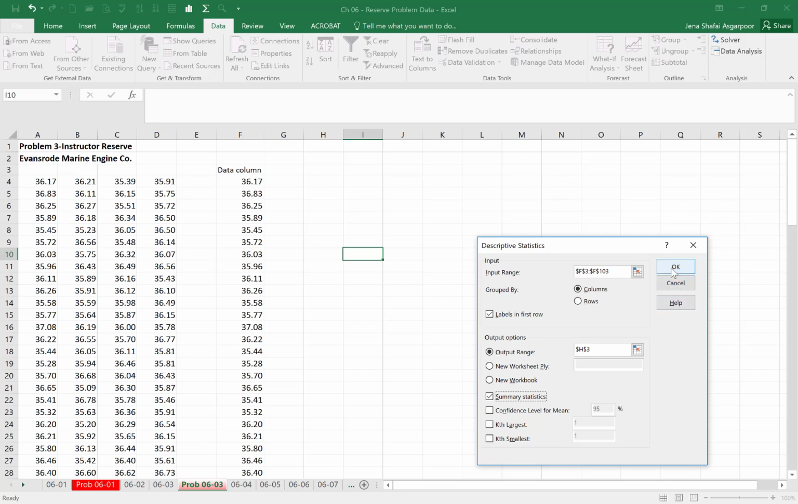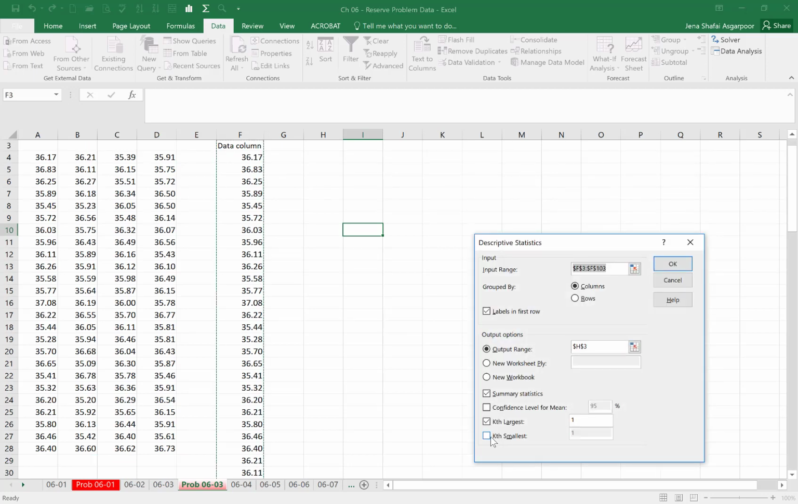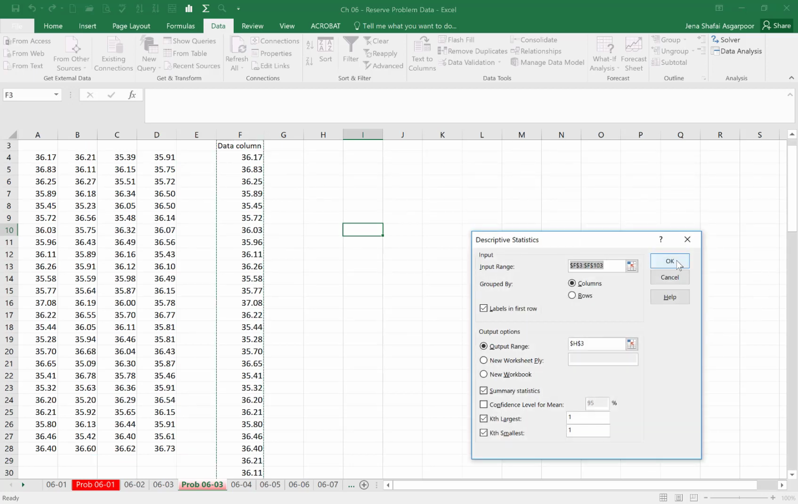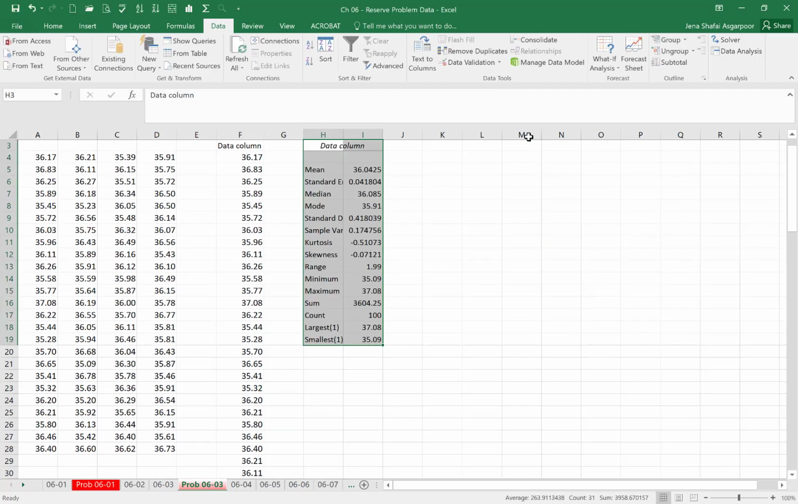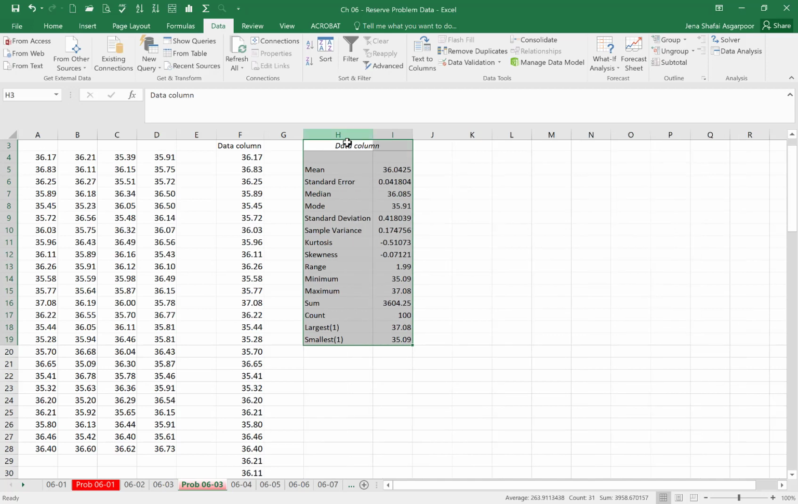Okay, so with that, I will go ahead. I'll mark those off too, and that tells me the first largest and then the first smallest numbers in the data set. You don't have to do that. Okay, so I'm going to make this a little bigger.